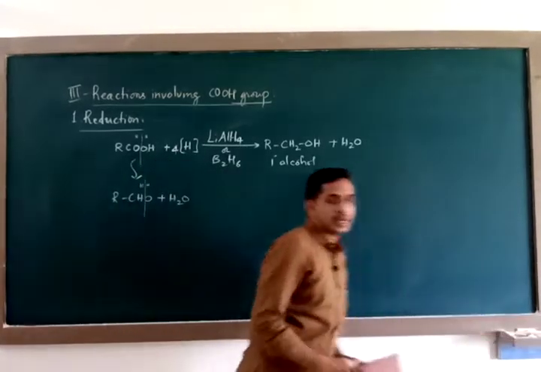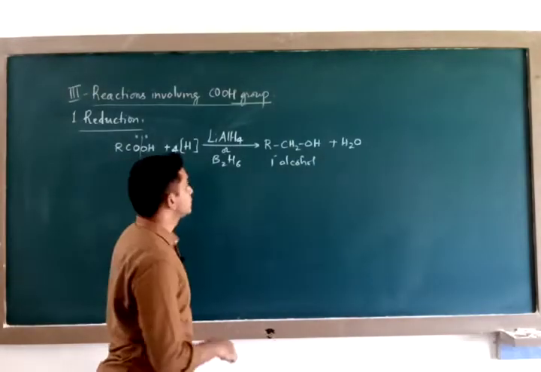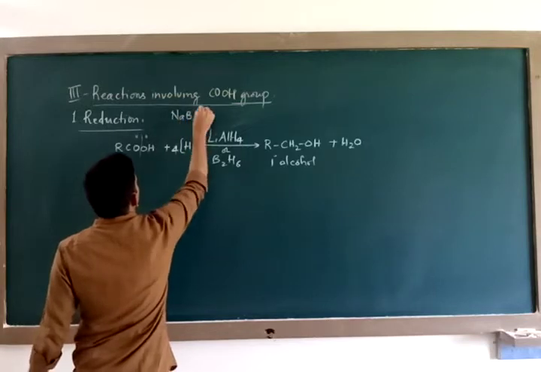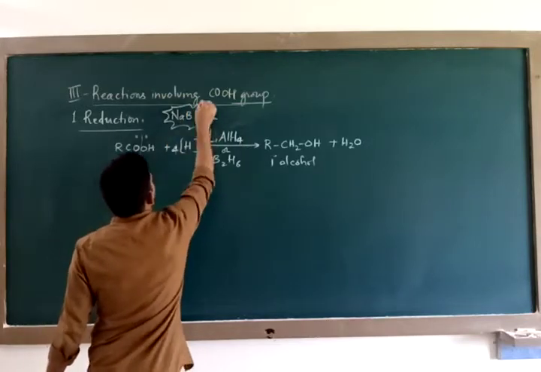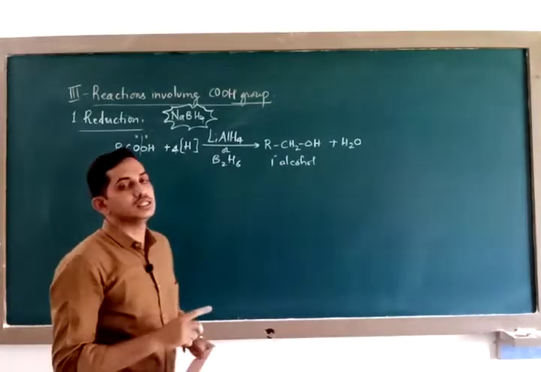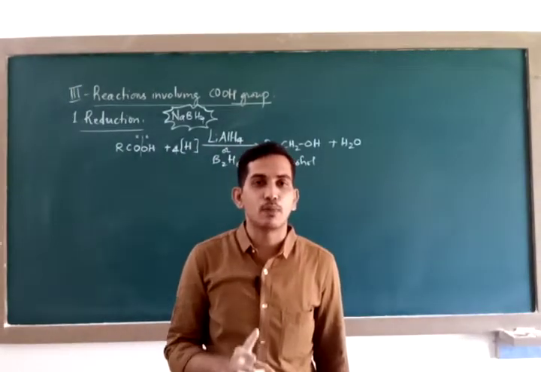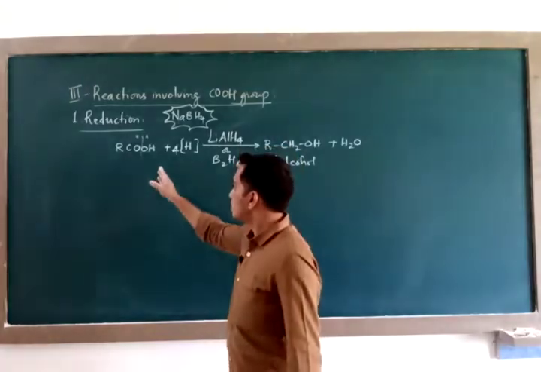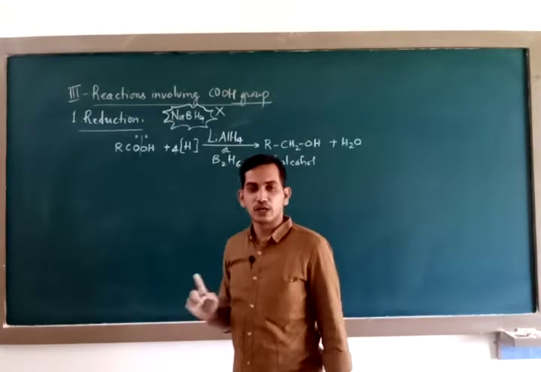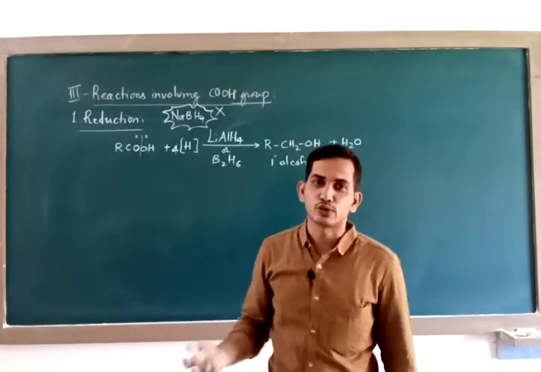You may ask, sir, can I use other reducing agents also? You can use other reducing agents also, except NaBH4, sodium borohydride. Sodium borohydride is a selective reducing agent. It does not reduce carboxyl group. If you are reducing carboxylic acid, do not use sodium borohydride. It should never be used as a reducing agent. Excluding this, you can use any other reducing agent of your choice.